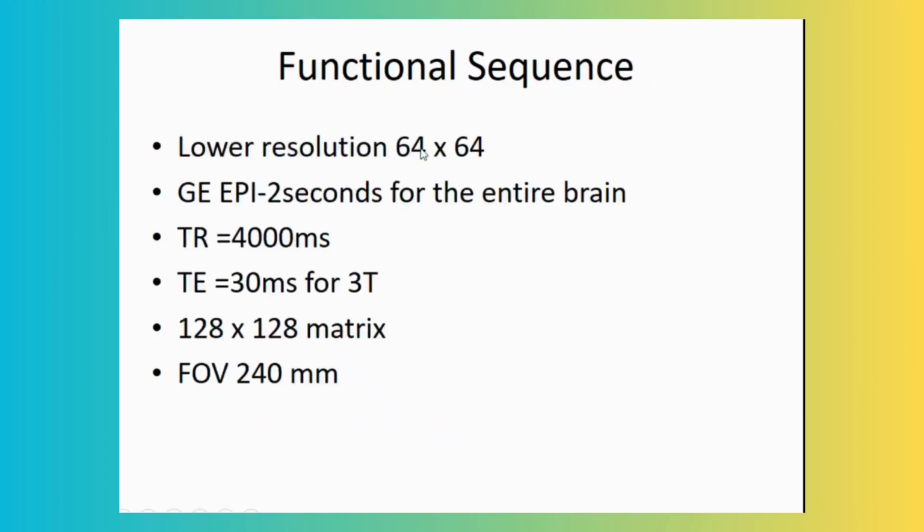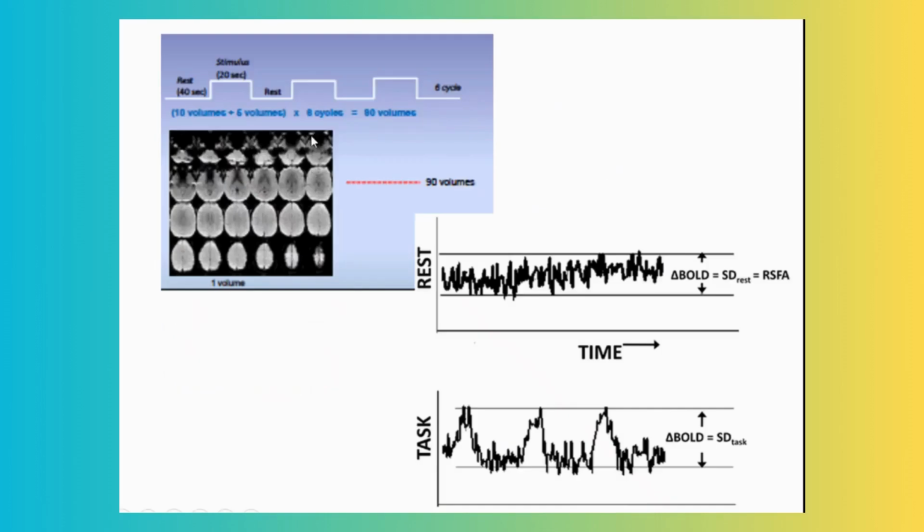The functional sequence specifically has a low resolution, and it is echoplanar imaging with 2 seconds for the entire brain. It scans the entire brain in 2 seconds. This is the TR and TE value. FOV is also regular normal size. So here you can see that one volume includes the whole imaging of the brain, one volume.